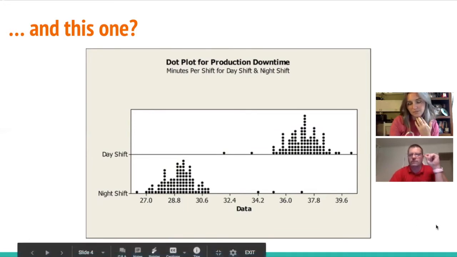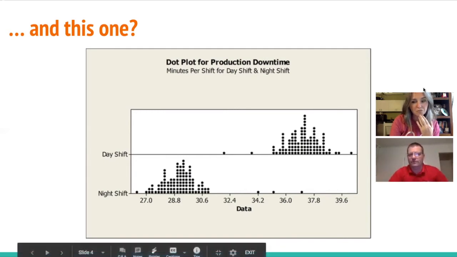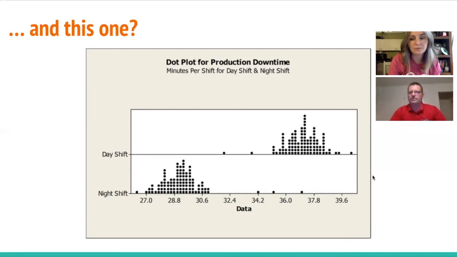And when you describe a graph like this, you can say that they're approximately normal, or you might say the night shift is skewed to the right, but they're not going to really freak out if you say approximately normal.